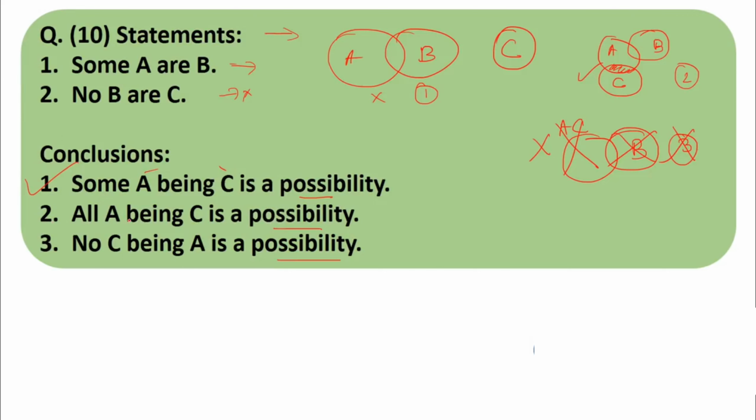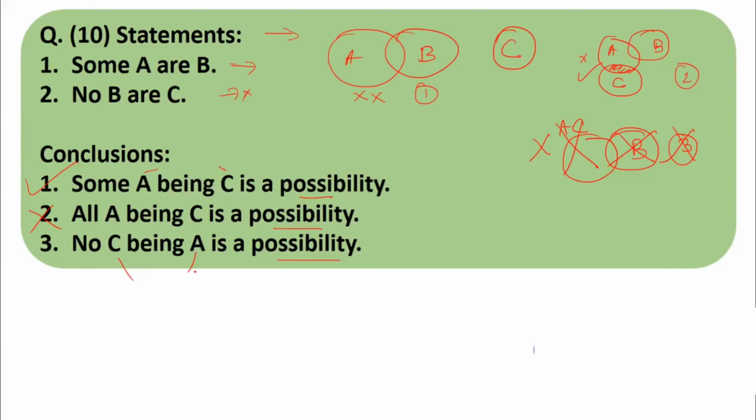Next conclusion: all A being C is a possibility. Over here A and C are away from each other, so the conclusion is not possible. Here A and C are only partly connected, only partly overlapping, so all of A is not C. So the conclusion is again not possible. When in both situations the conclusion is not possible, it is a wrong conclusion.